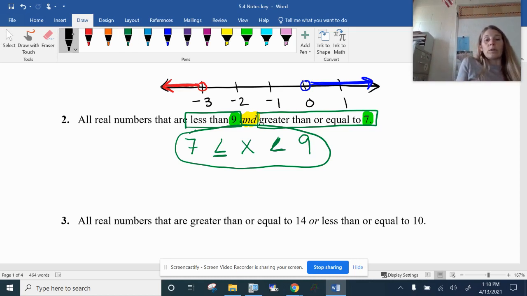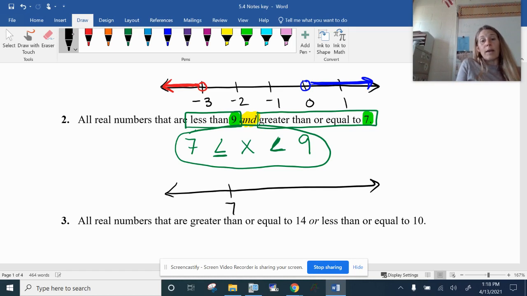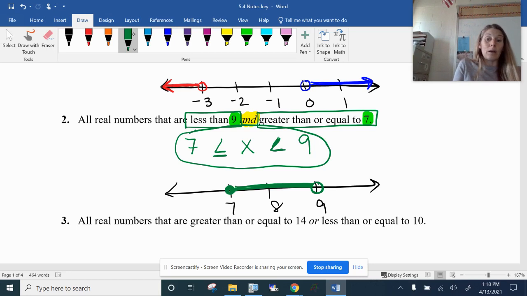Now, when we go to do this one on the number line, it makes sense, because if you were writing your numbers out, 7, 8, 9, that's the order they would go in, right? So the smaller number would be on the left, the bigger number would be on the right, and we would be shading in between. We'd be saying X is less than 9, but it's also greater than or equal to 7. So it has to be a number in between there.